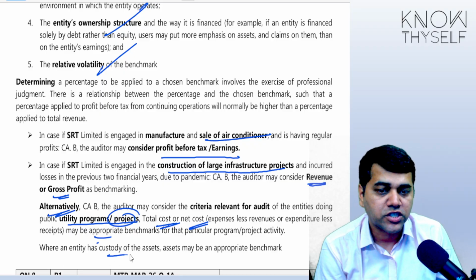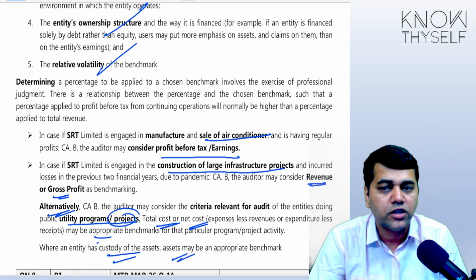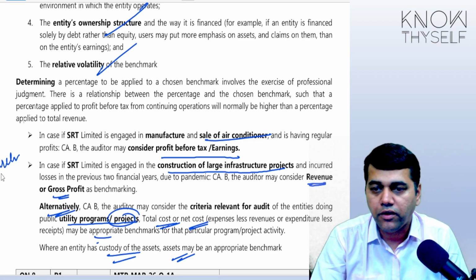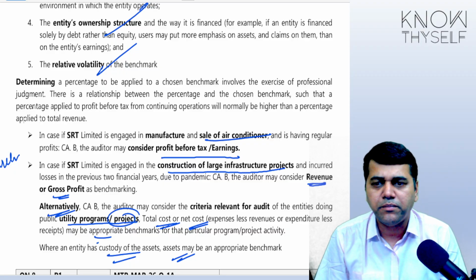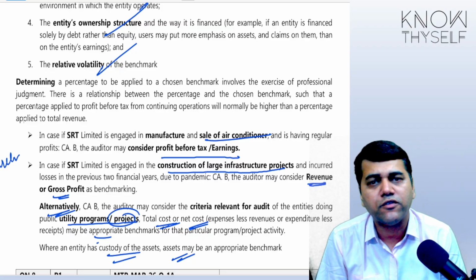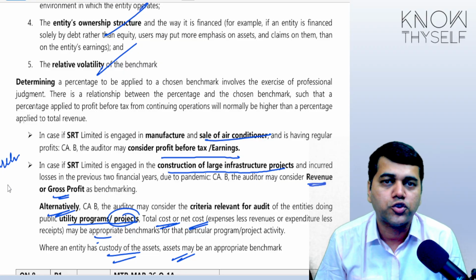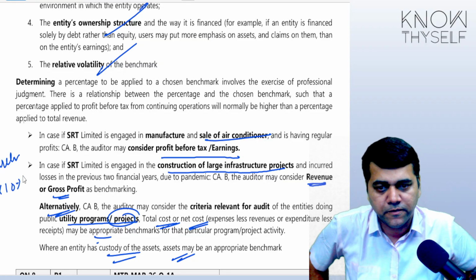Where the entity has custody of assets, you can say asset value. So it depends upon that. Like, suppose you are the auditor of a warehouse. Now what is the benchmark for you? A warehouse is concerned with the custody of somebody's assets. So you can just say that, because that is the only business they have got. They have to take care of the custody. What is the total value of the total assets which you have stored? Multiplied by 10%. Something like that, a benchmark you can fix.